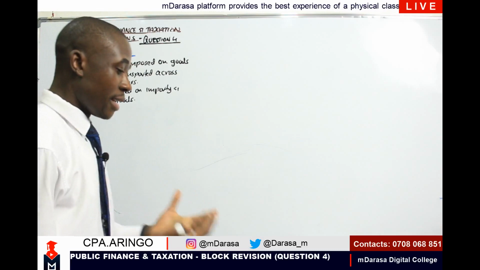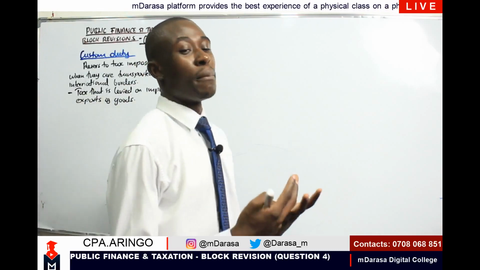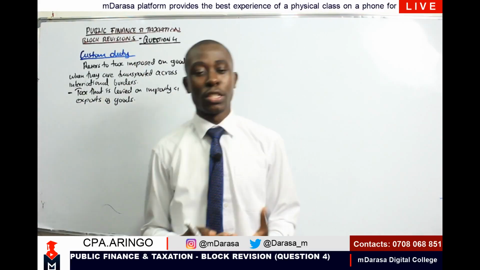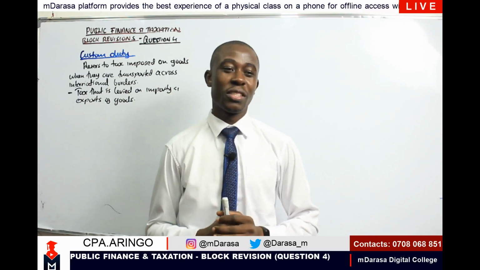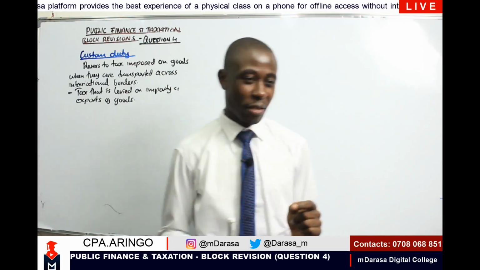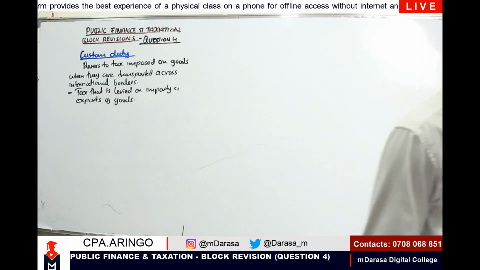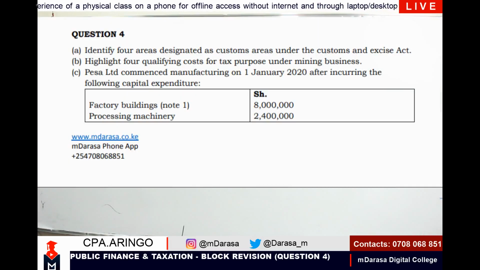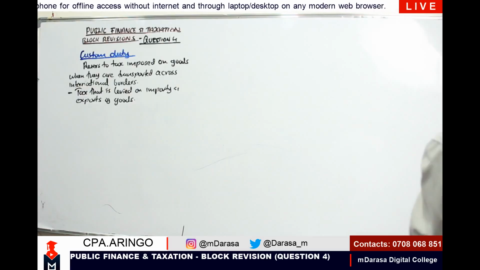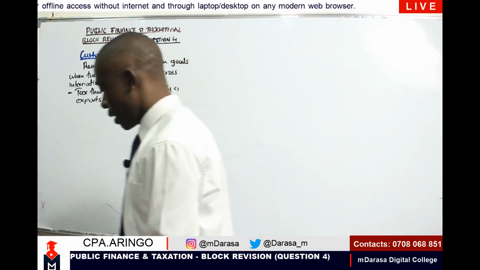So it is very important that we understand that. Now, the moment I'm able to understand what custom duty is, come back to our question, my good students, and see what you are asked. In our question here, you can clearly see you are asked to identify four areas designated as custom areas under the Custom and Excise Act. So, areas designated as custom areas.